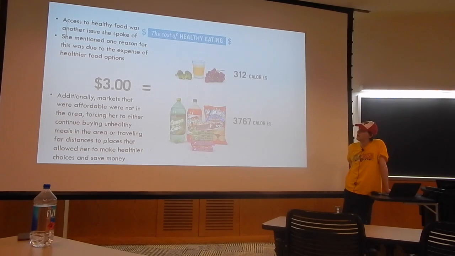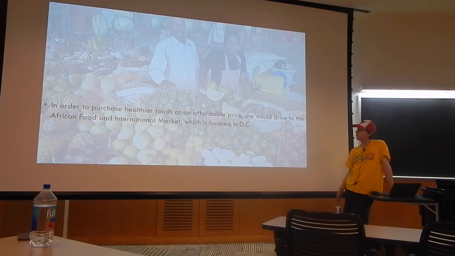Additionally, markets that were affordable were not in the area, so she was forced to either continue buying unhealthy foods from the markets in her area, or forced to travel far distances to places that had healthy food for a reasonable price. In order for her to purchase healthy foods at an affordable price, she would actually have to drive to the African Food and International Market, which is located all the way in DC. So not only was she commuting, she was spending gas money going there and coming back, just because there were no available options in her area in Temple Hills for affordable, healthy food.